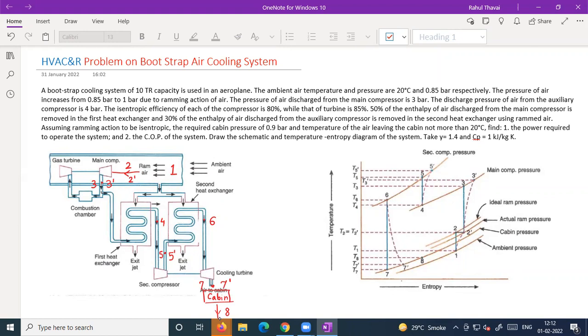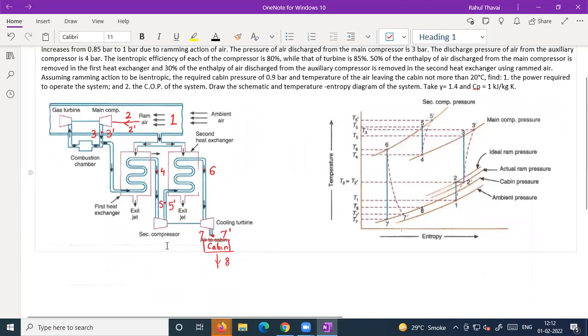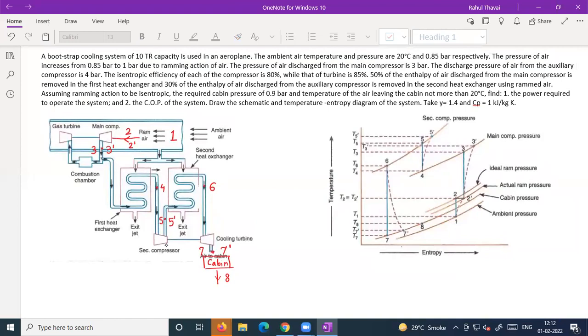Okay, is that okay with this diagram? Yes, I just revised it. Is that okay? Yes, let me know. Is that okay with the diagram, all of you? Okay.